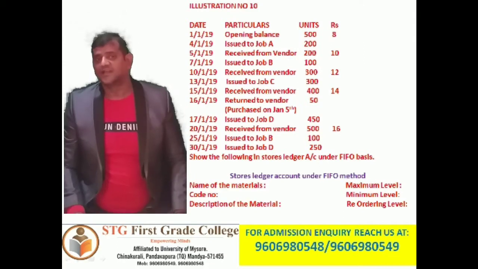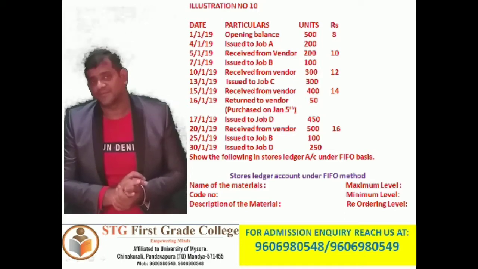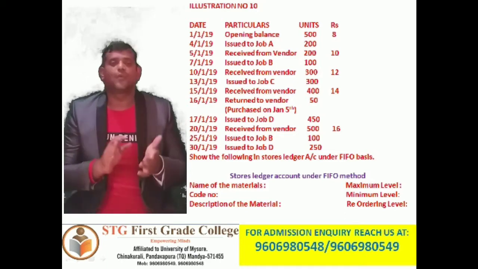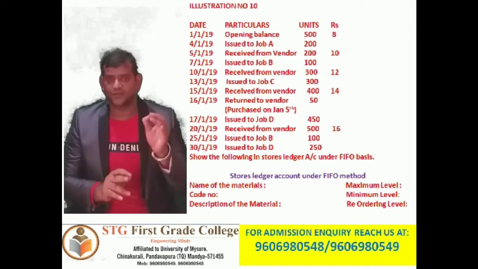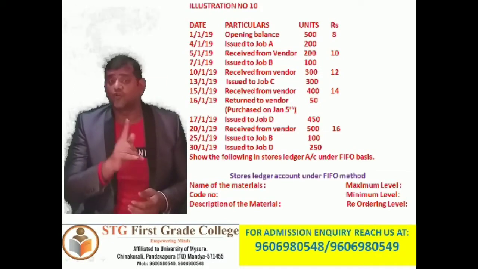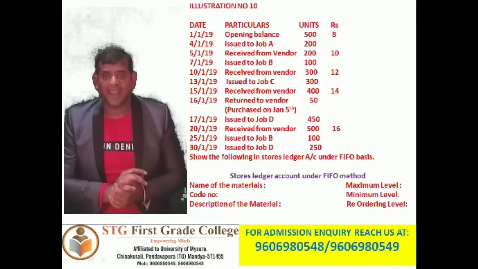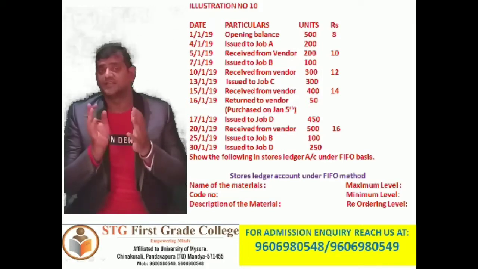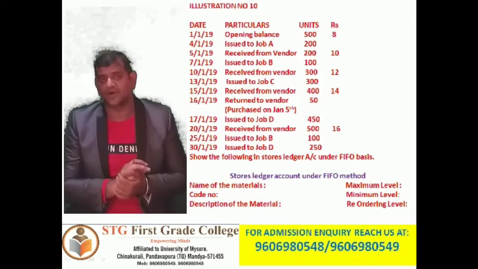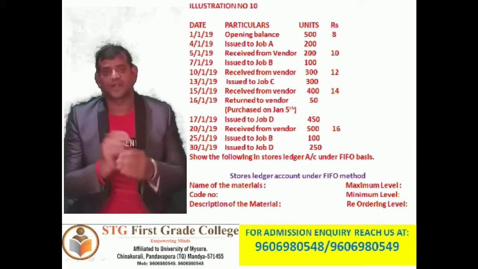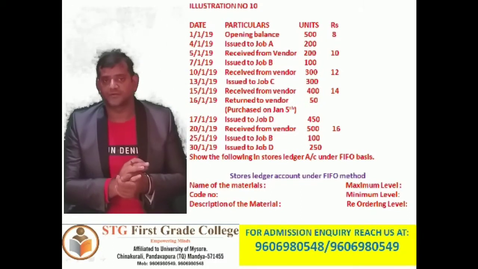Illustration number 10. Open columns: date, particulars, units and unit rate. On 1/1/2019, opening balance 500 units at rupees 8 each. On 4/1/2019, issued to job A 200 units. Here they have given a title, job A, job B, job C and so on. It is a title, so you just have to write it while issuing or receiving.